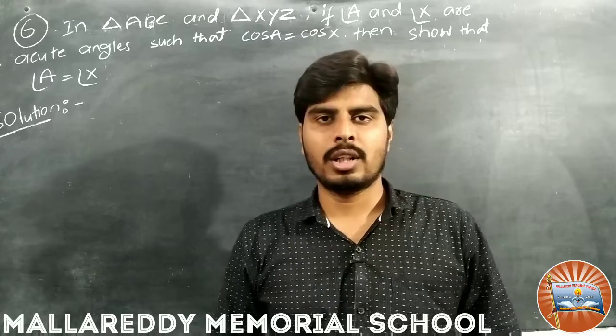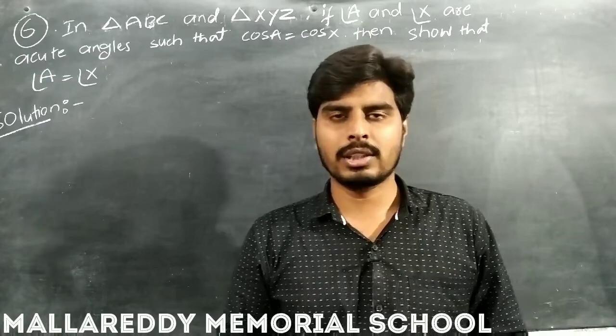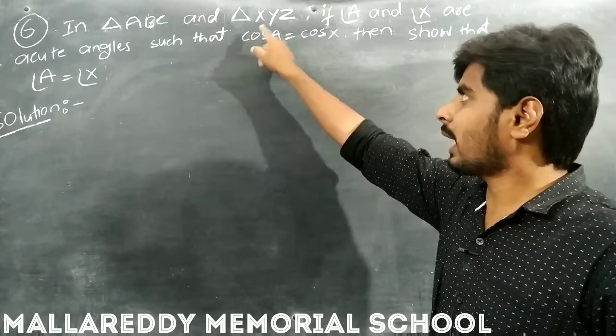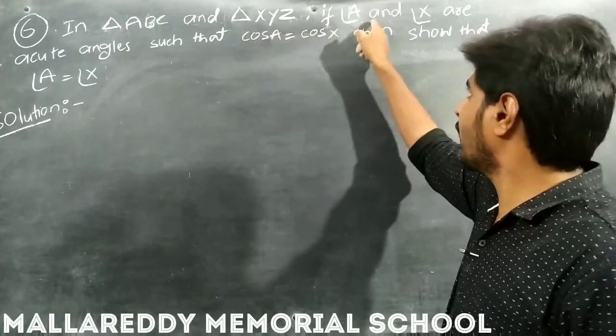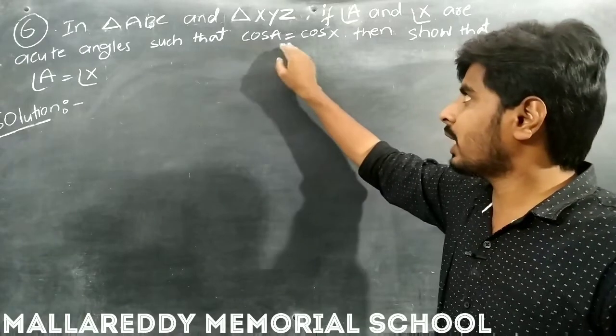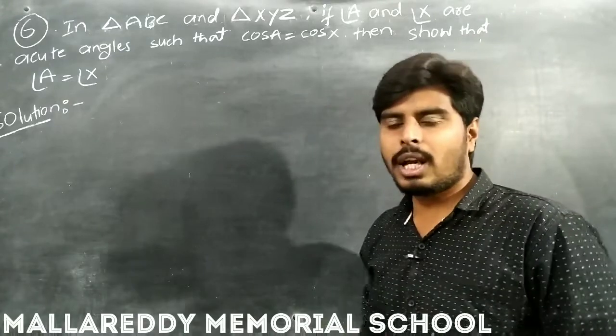Hello students, today we are going to discuss exercise 11.1 problem number 6. Look at the question first. In triangle ABC and triangle XYZ, if angle A and angle X are acute angles such that cos A equals cos X, then show that angle A equals angle X.